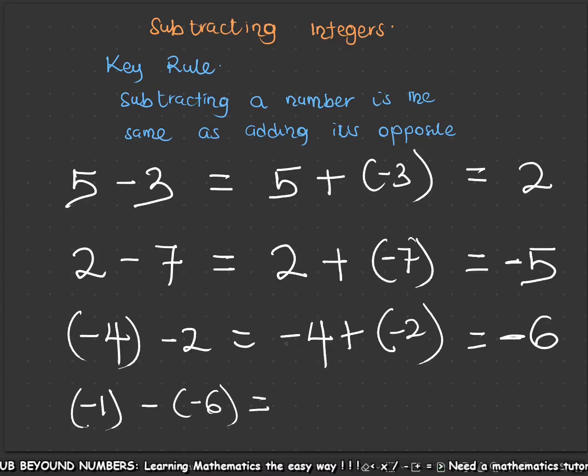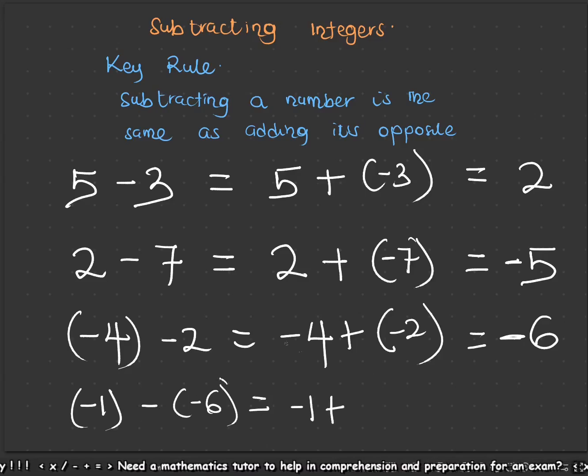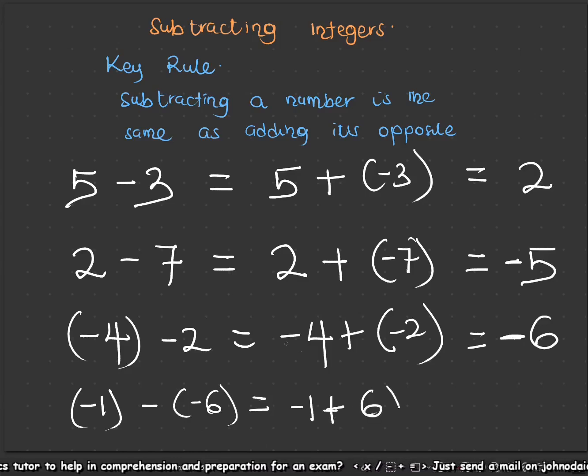So this one here says negative 1 minus negative 6. So we still maintain our first one, which is negative 1. Then let's change our sign to positive. And for the second integer, let's change it to its opposite. The opposite of negative 6 is what? 6. So now it becomes negative 1 plus 6.